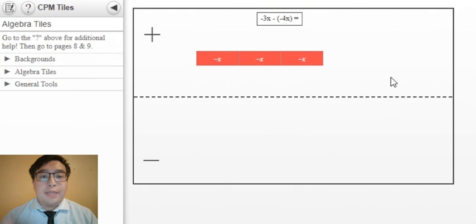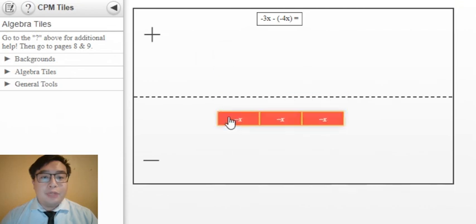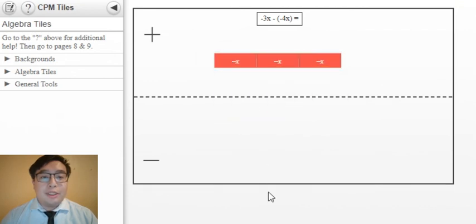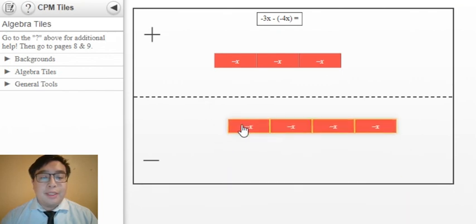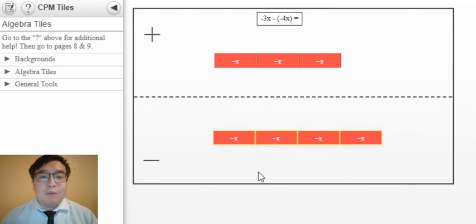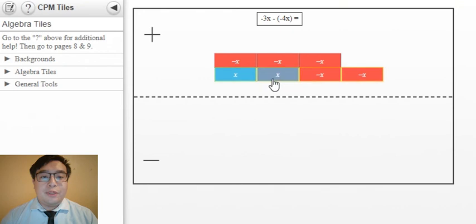Here I have negative 3x, and I want to take away negative 4x. Again, as you guys notice, we don't have enough tiles to drag away here. So this is where introducing the opposite would be useful. I want to get rid of these 4 negative x's, and one way of doing that is by introducing their opposites. I can introduce 4 of these positive x's. I know that 0 pairs are going to cancel out.